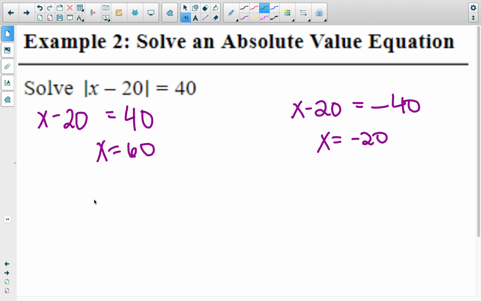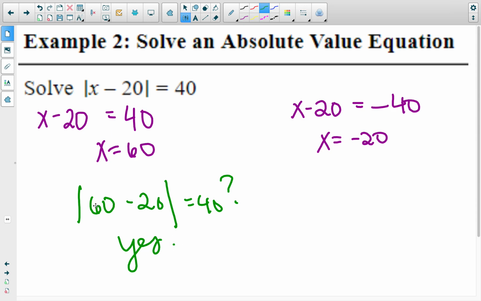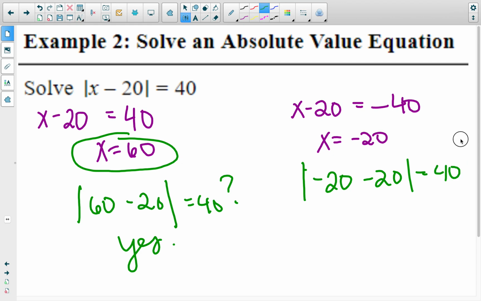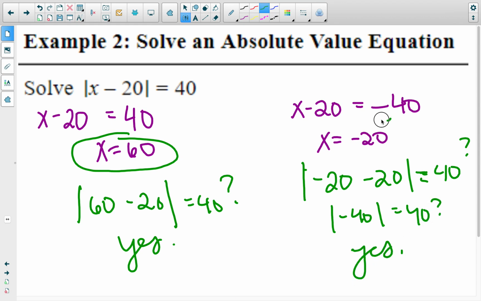So let's substitute 60 back in and see if it produces a true statement. Is the absolute value of 60 minus 20 equal to 40? Yes. Because we see the absolute value of 60 minus 20 is the absolute value of 40, which is equal to 40. So x equals 60 is a solution because it works out. Okay, -20, let's check. Does the absolute value of -20 minus 20 equal 40? That's our question. Is the absolute value of -40 equal to 40? Yes. So x equals -20 is also a solution. So both of those work.